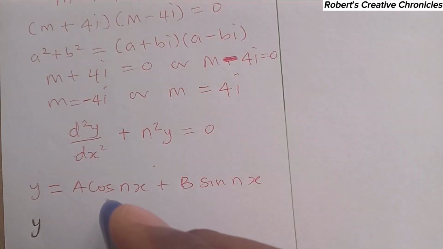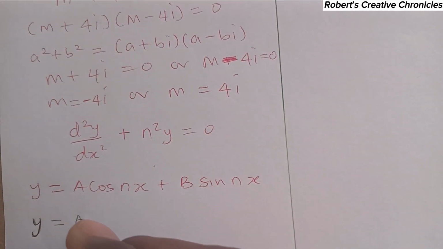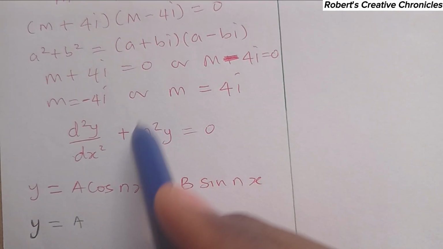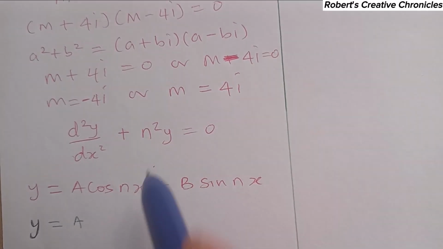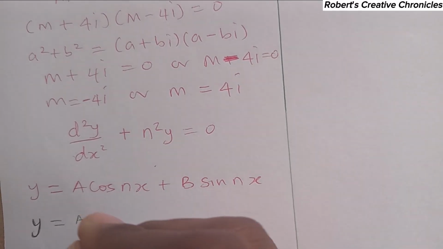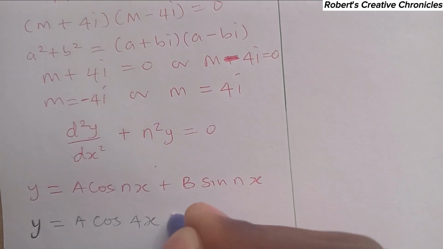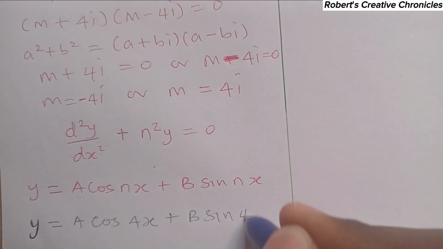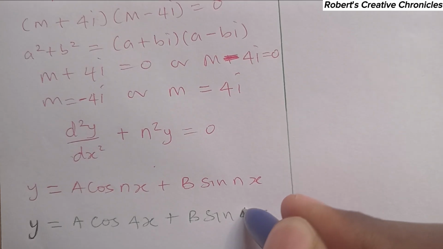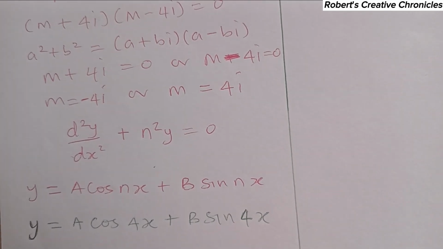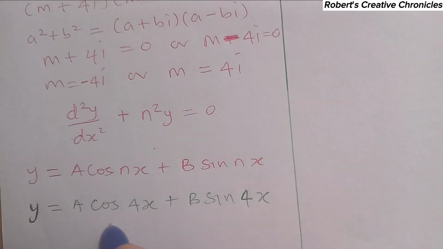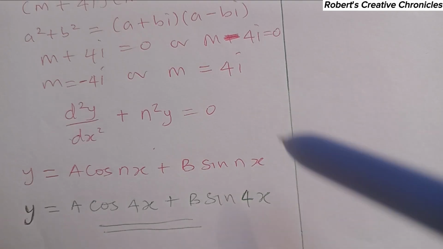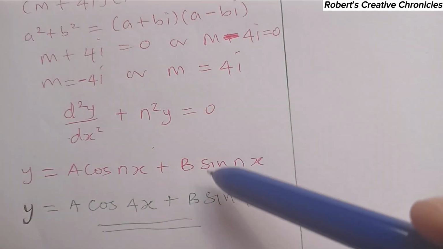be what? y is equal to a cos nx. You know that n, obviously n is 4, because to get 16 you get 4 squared. So n will be 4. So y is equal to a cos 4x plus b sin 4x. So this is the general solution for the question number 4. And any one you get in this form, this is the general solution.